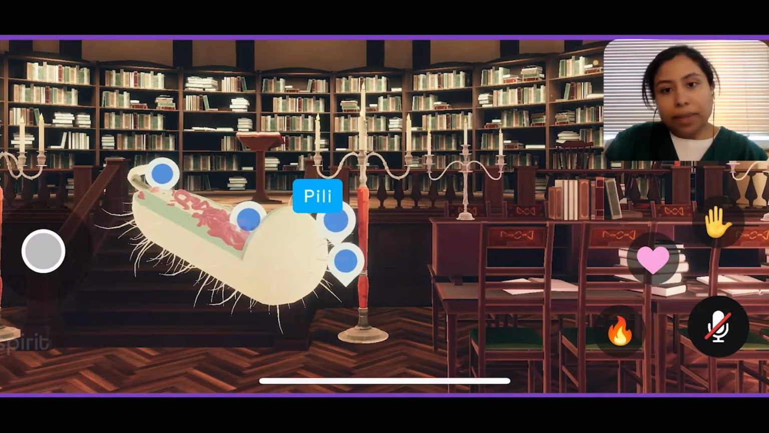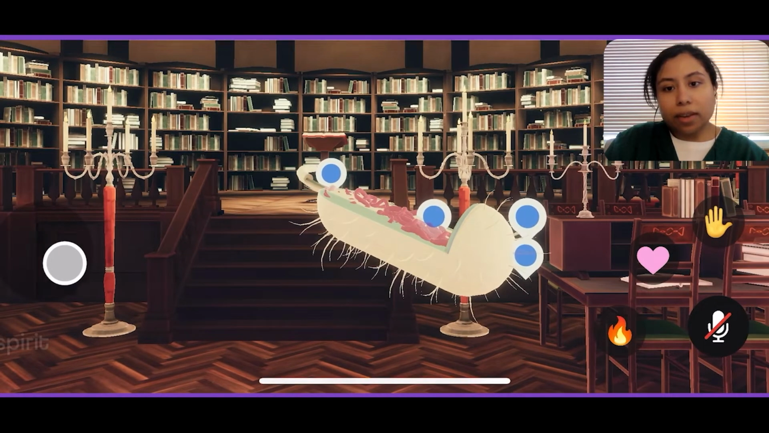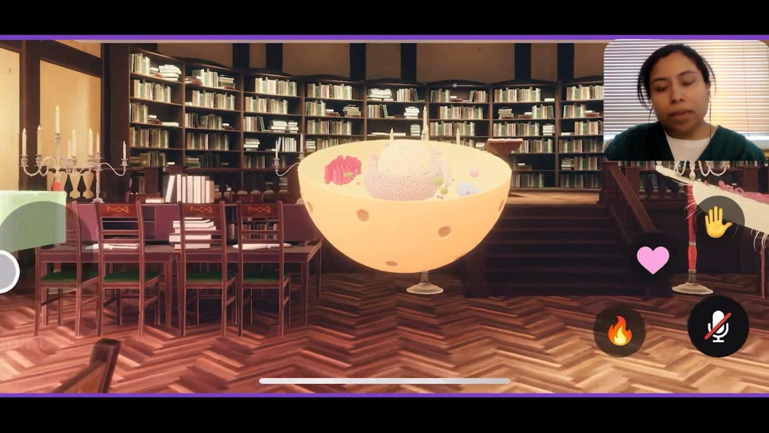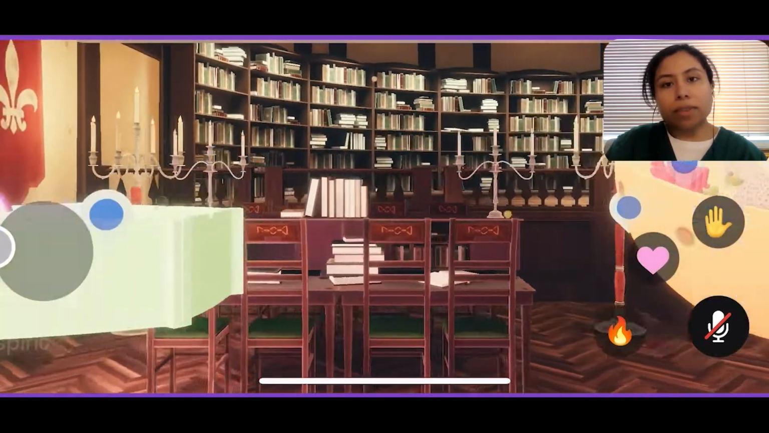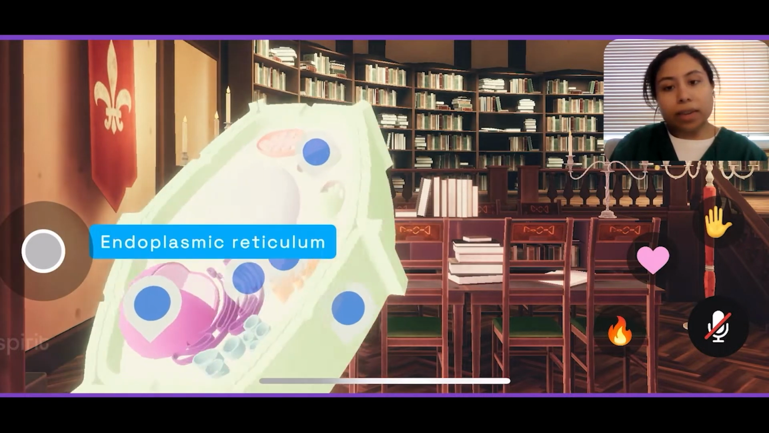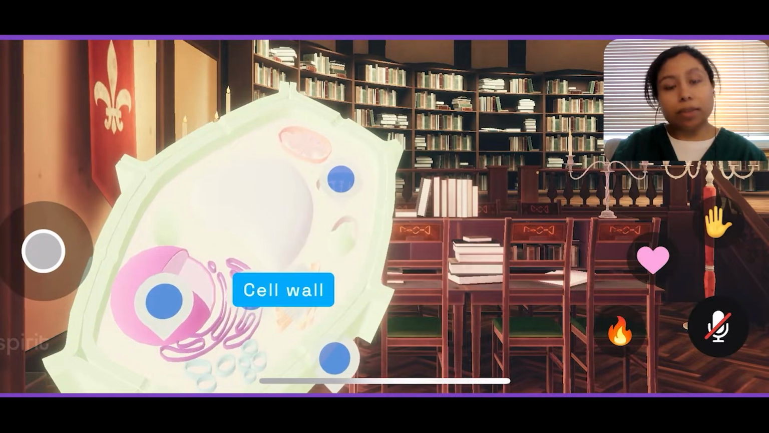Also, the eukaryotic cells, the plant and animal cells, do contain major organelles. They contain the mitochondria. They also contain vacuoles. I just want to mention that the plant cell contains large vacuoles versus the animal cells. It does contain vacuoles, but these are small vacuoles.